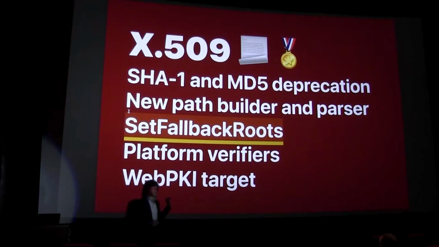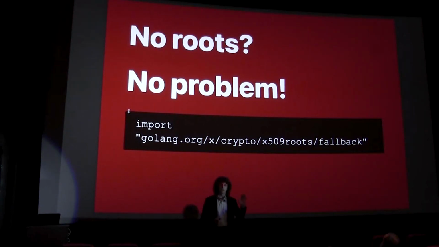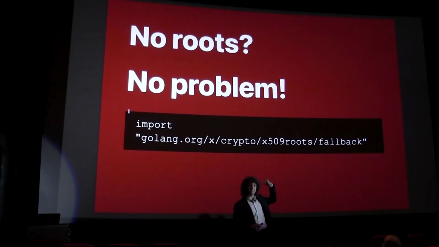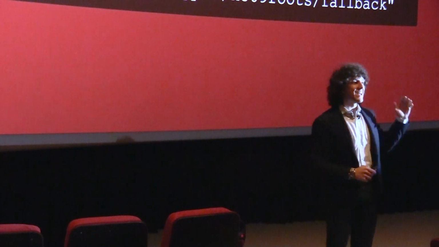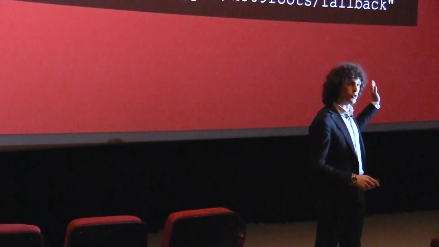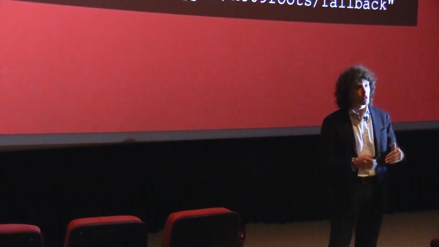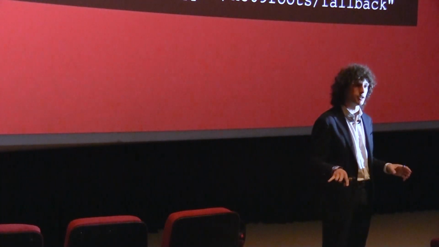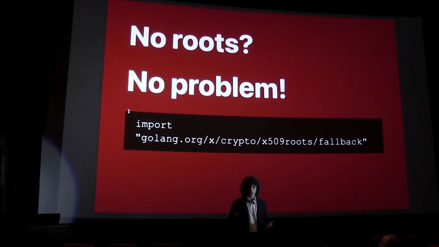Set fallback routes. What that's for is an internal API that's used by this package, which was merged 115 minutes ago, and is now available. If you just import that package into your program, there's going to be embedded automatically a set of fallback routes, so that if you're building a Go binary that you're just going to ship in an empty Docker container, that will work. And it will have root certificates to make TLS connections and HTTPS connections with.